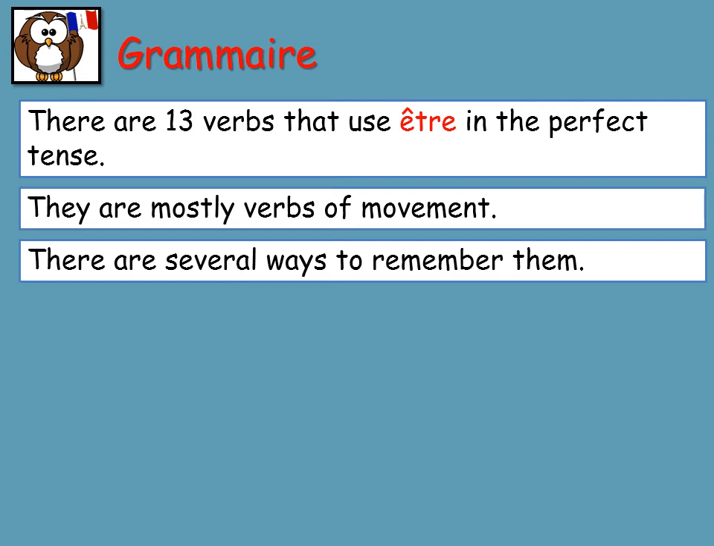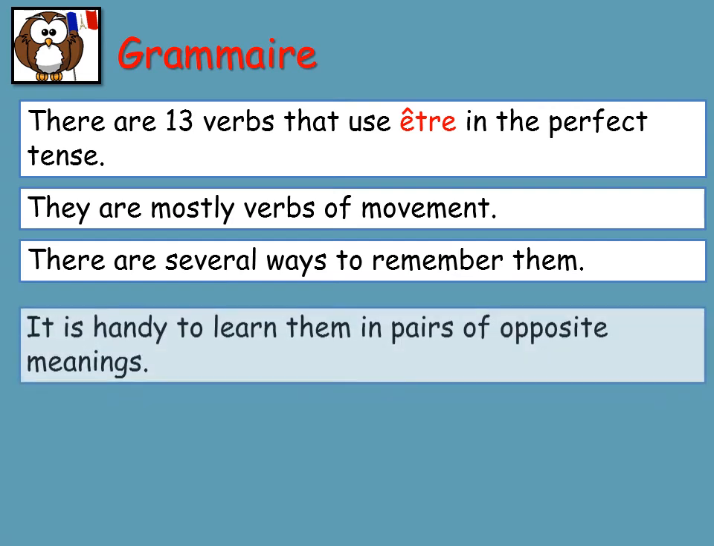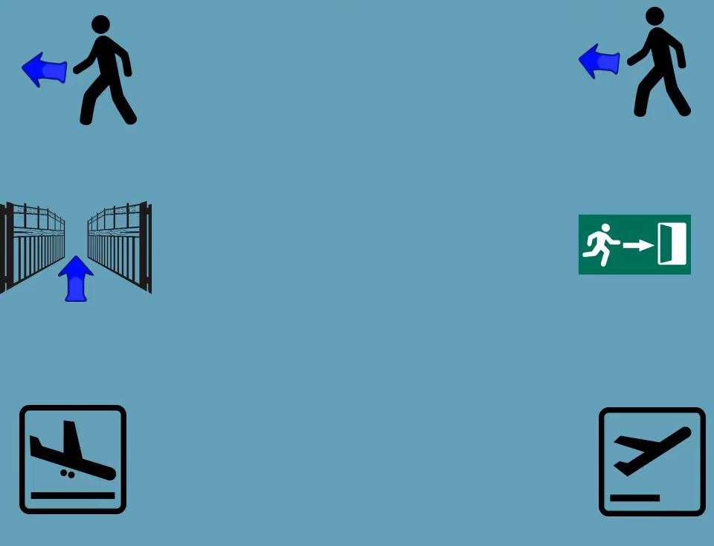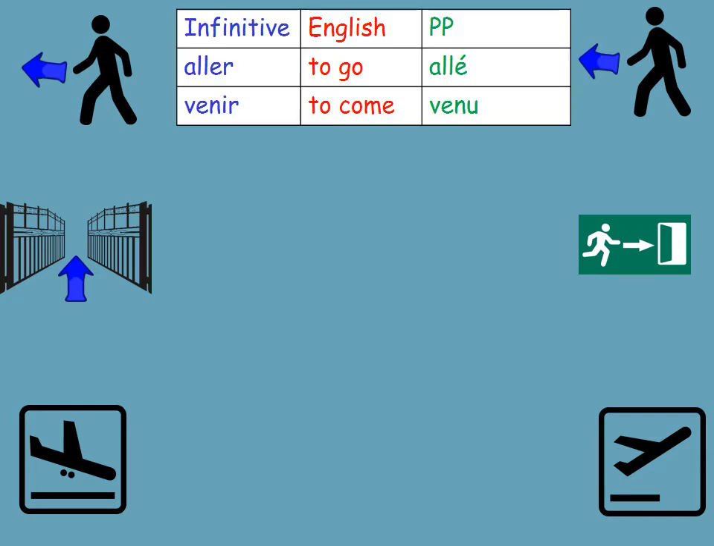There are several ways to remember them. You can learn them in pairs of opposite meanings, which is quite handy. You'll see in a second. So you've got to go somewhere, which is aller, and then venir, which means to come. The past participle for aller is regular, in that you take off the ER, you put on the accent. The past participle for venir is irregular, it's venu.